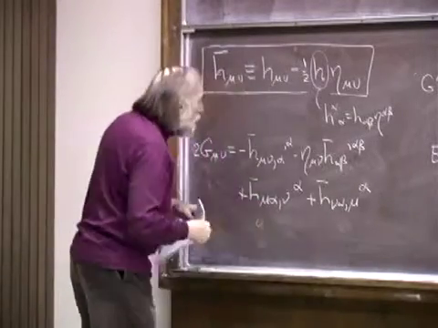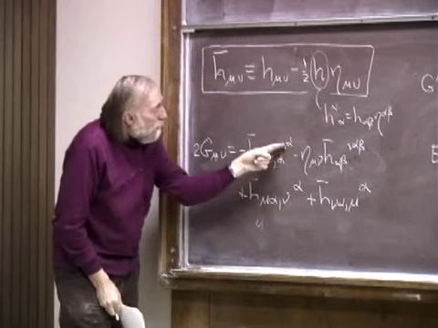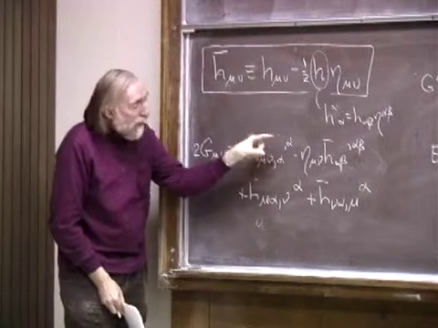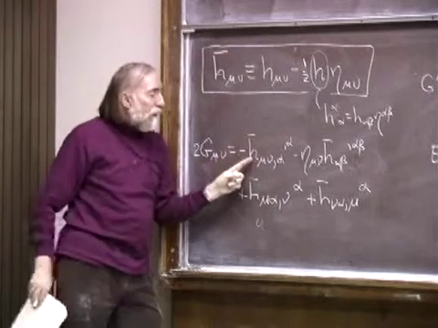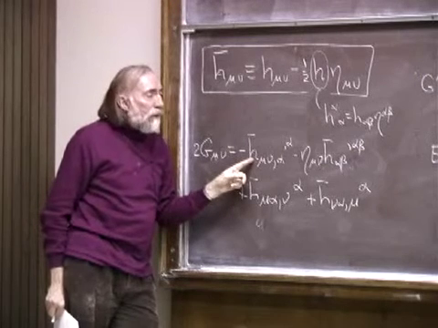Let's just look at these terms for a moment. The first term is really a wave operator. That is, it's two derivatives and contracted. So it's a wave operator acting on the trace reverse metric perturbation. So that's the kind of thing we would like to see.